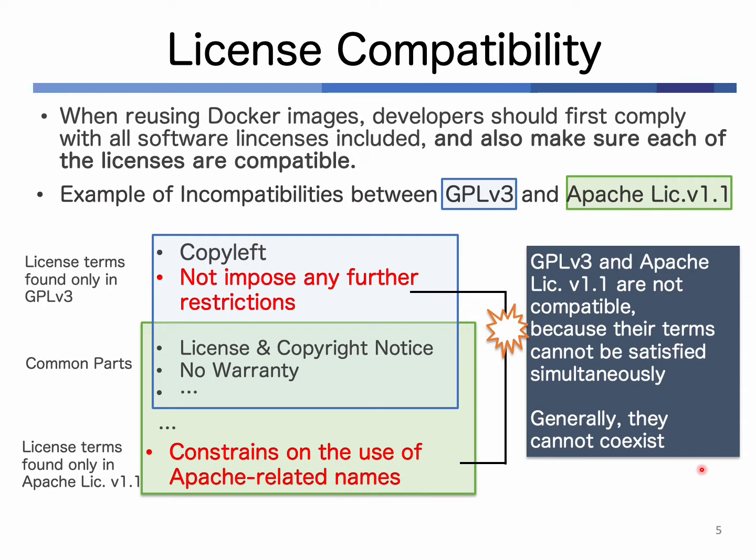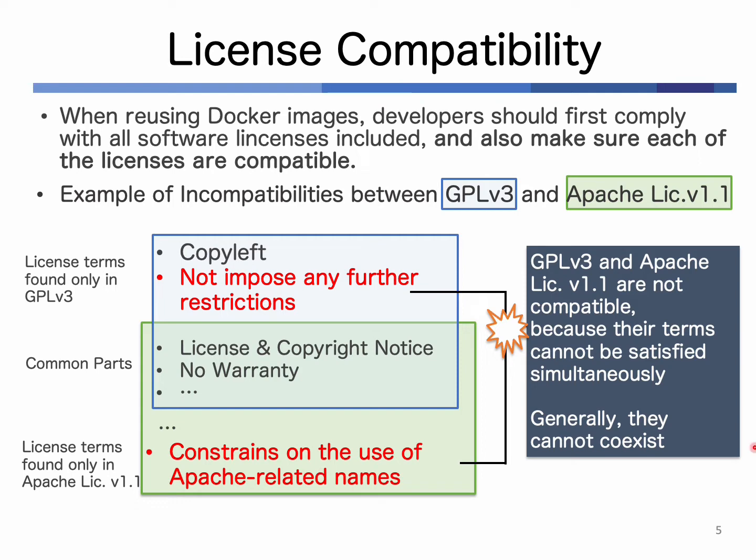However, when reusing Docker images, developers should first comply with all software licenses included, and also make sure each of the licenses are compatible. For example, GPL version 3 and the Apache license version 1.1 are not compatible. GPL version 3 has a clause that says you cannot impose further restrictions. On the other hand, Apache license version 1.1 has a clause relating to the use of the Apache name, which is not present in GPL.